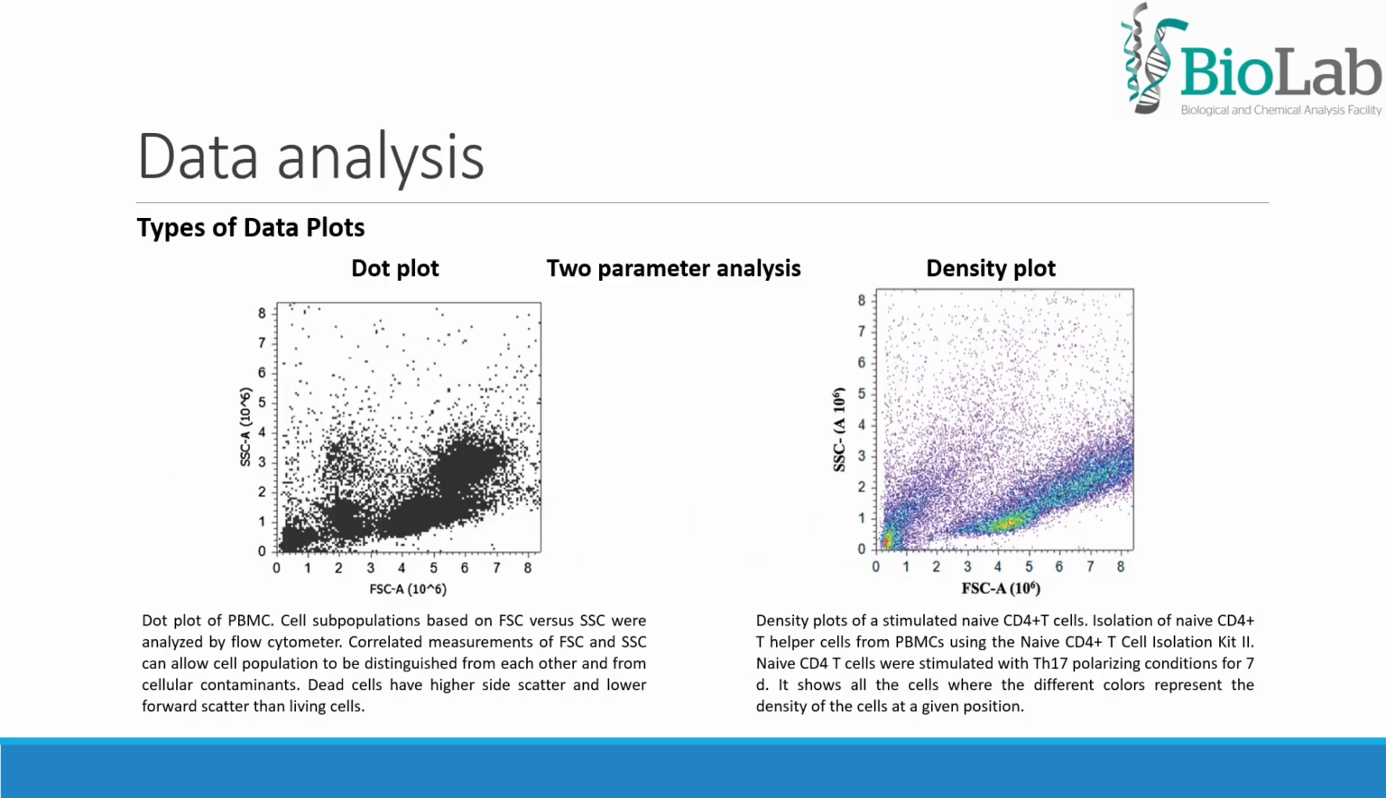A dot plot is a graphical representation of two parameter data where each axis represents the signal intensity of one parameter. One parameter is displayed on the x-axis and the other parameter is displayed on the y-axis. A density plot is a graphical representation of two parameter data where the colors represent the number of events with the same intensity and each axis represents the signal intensity of one parameter.